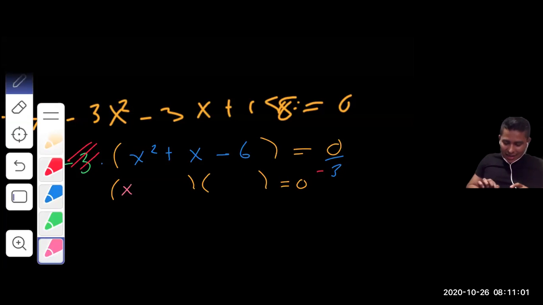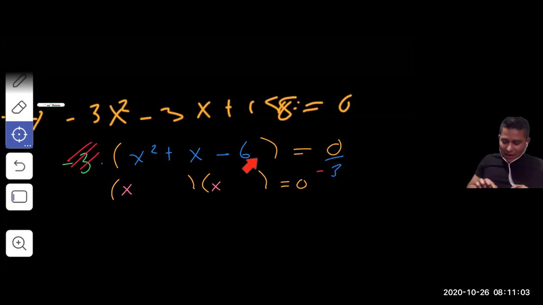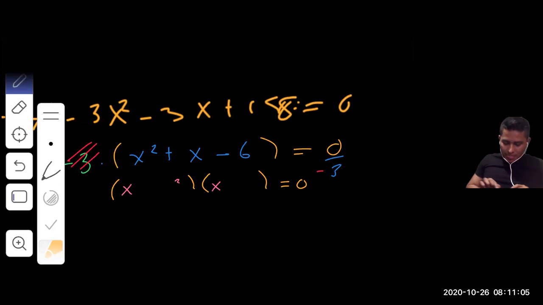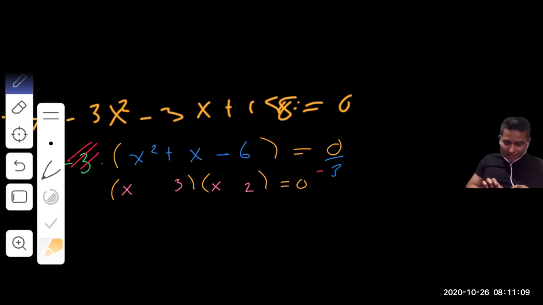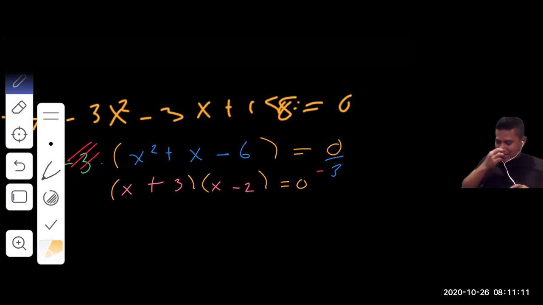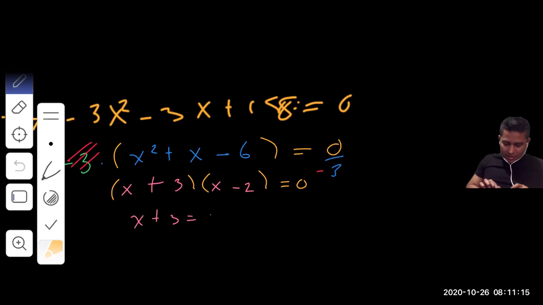And now let's factor these using the big X method. 6 can be factored as 3 times 2. Plus 3. How can I get positive 1? Plus 3? Positive 3, negative 2. Excellent. Okay, let's use the 0 property. It is equal to 0. X minus 2 equals 0. X is going to be what?